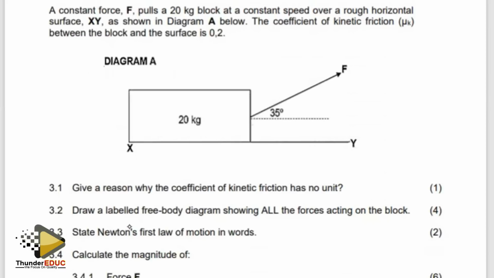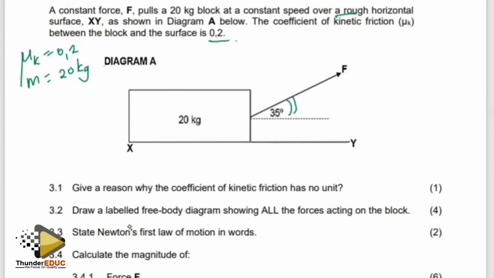Okay, so there's a keyword: rough. The coefficient of kinetic friction between the block and the surface is that. The information we have is mu k is 0,2. We know that the mass is 20 kilograms. That's all we know. And we also have this angle, which is 30.